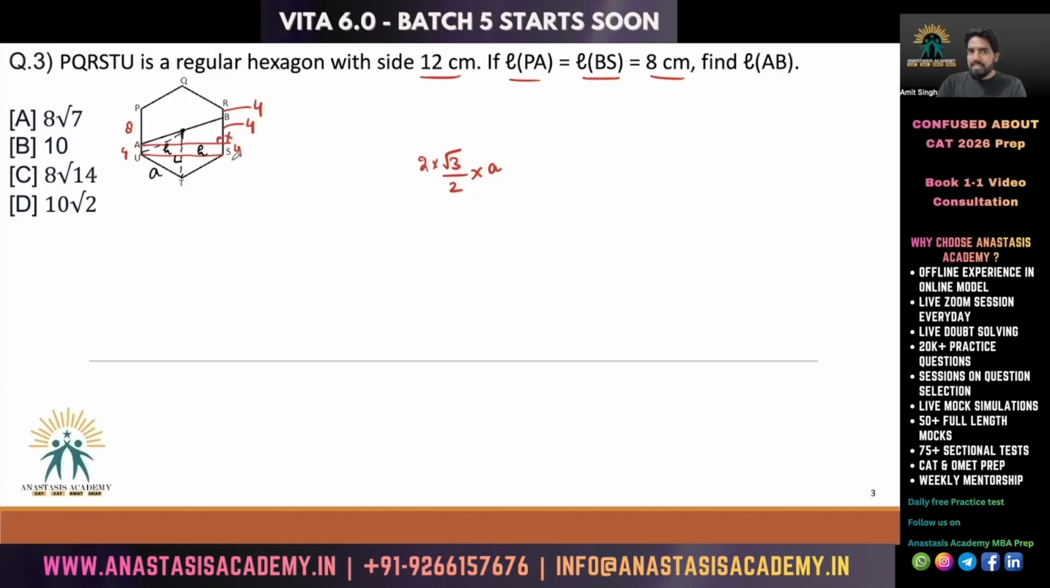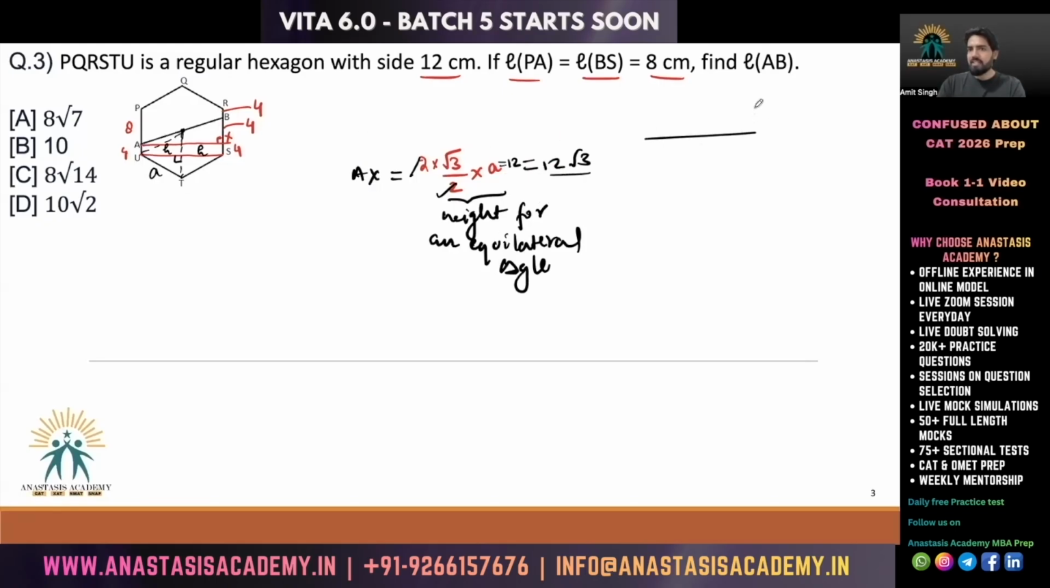So the total distance, that is US, and that is equal to AX. I am writing AX here. That is 2 times the height, and height would be root 3 by 2 into side. This is the height for an equilateral triangle. Right? Now, A is given as 12. So it would be 12 root 3. So AX would be 12 root 3.